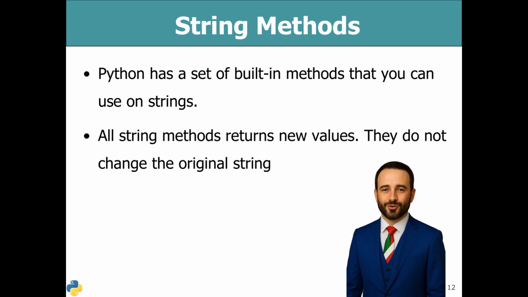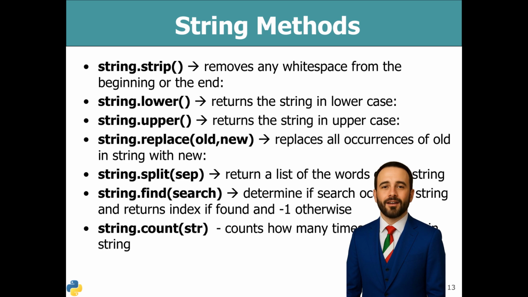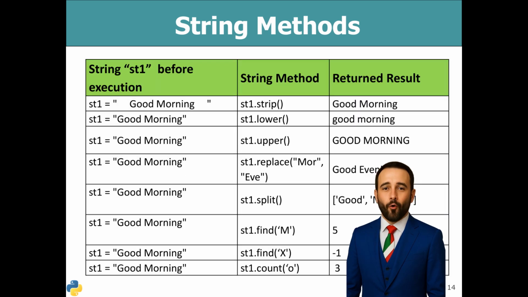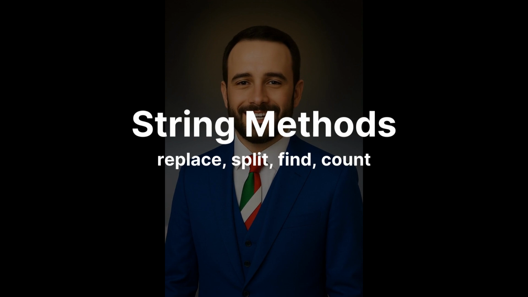Python provides rich string methods that return new values without altering the original string. Common methods: strip for white space, lower or upper for case, replace for substitution, split to divide, find to locate, and count for occurrences. For good morning, strip removes spaces, lower makes it good morning, and upper makes it GOOD MORNING. Replacing morning with evening yields good evening. Split creates a list of words. Find returns its index, and count tallies O's.